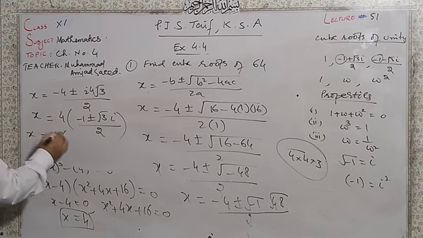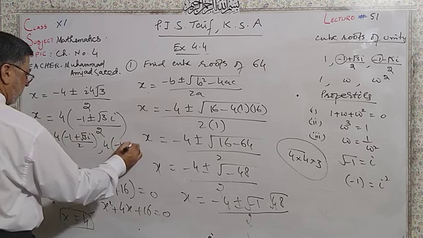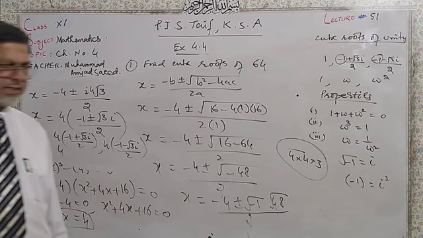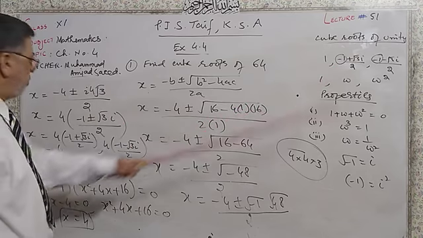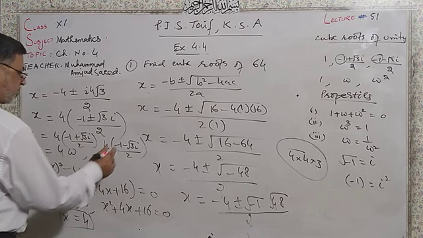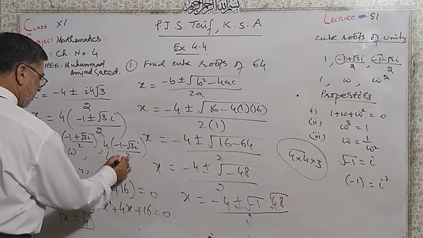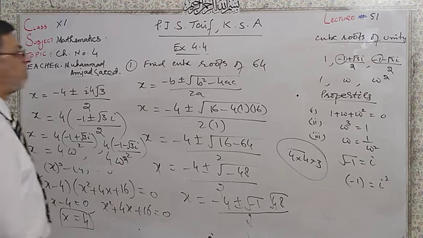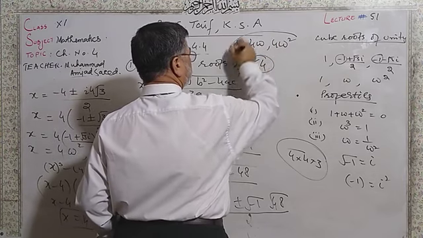Dear students, you can have 4 into (-1 + √3 iota) over 2 and 4 into (-1 - √3 iota) over 2, and check what is this? What is inside the bracket? Here, let's look at that. This is equal to omega, and this one inside the bracket is equal to omega square. So dear students, we have cube roots of 64 are 4, 4 omega, 4 omega square.